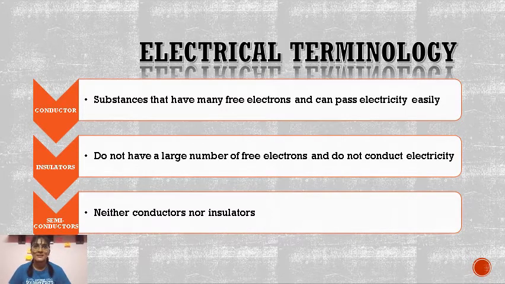A conductor is a substance that has many free electrons, and it can pass electricity easily. But an insulator is different, which does not have a large number of free electrons and also does not conduct electricity. A semiconductor is neither a conductor nor an insulator.